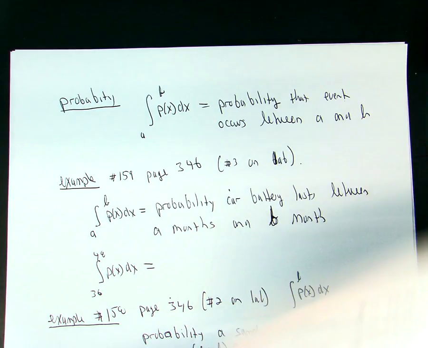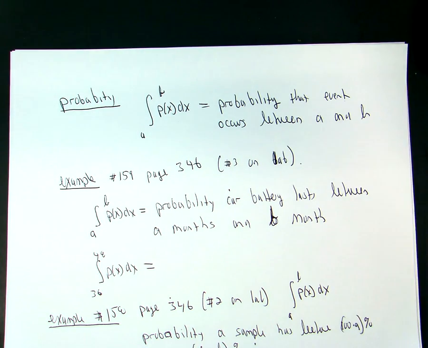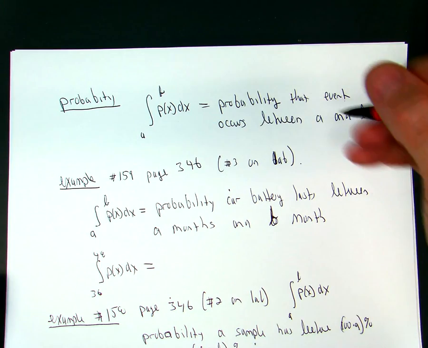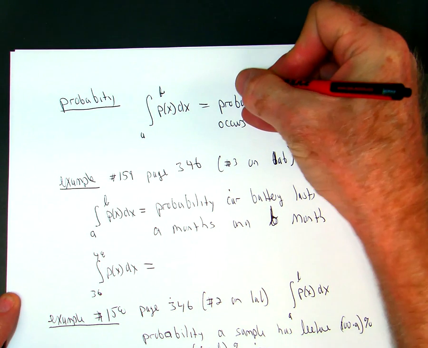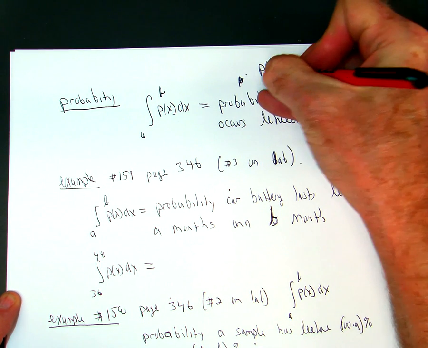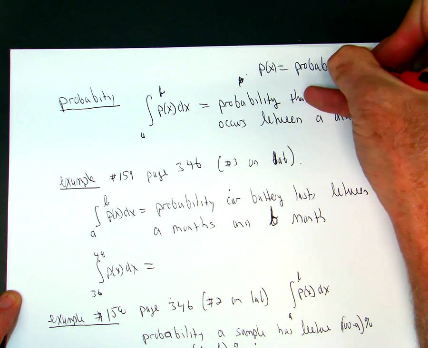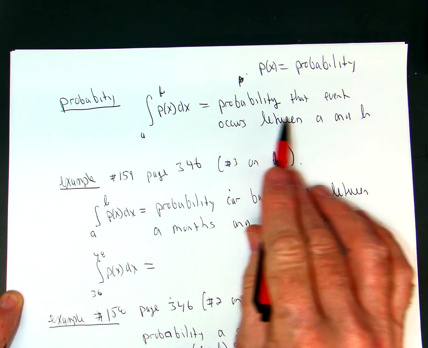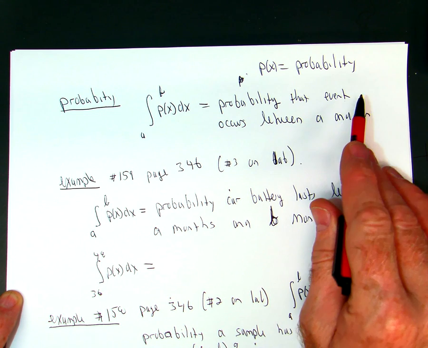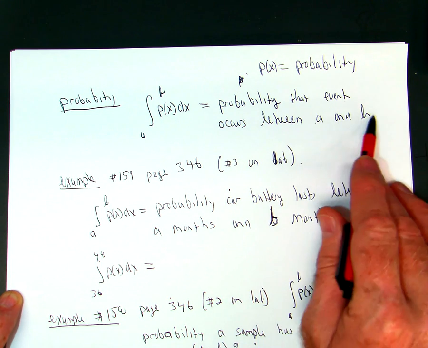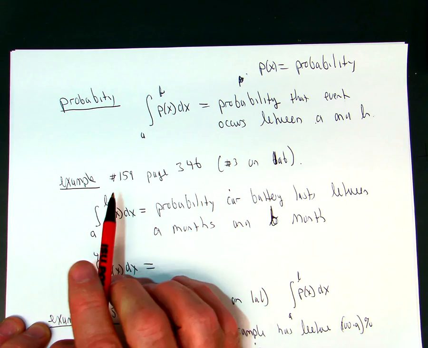The second part of the lab is to do probability. And P of x right here is what's called a probability distribution. The integral of P of x tells you the probability that an event will occur between A and B. Now that's kind of abstract, so let's do an example.